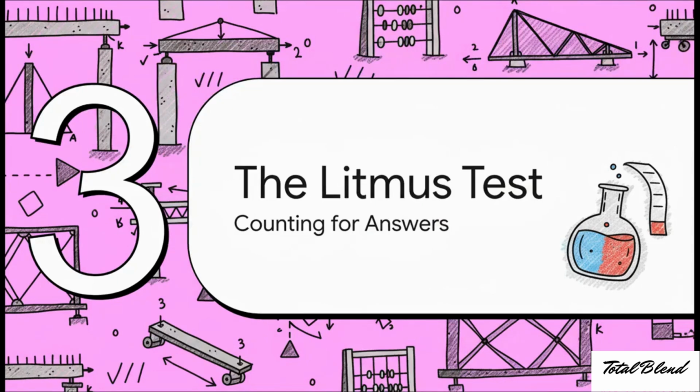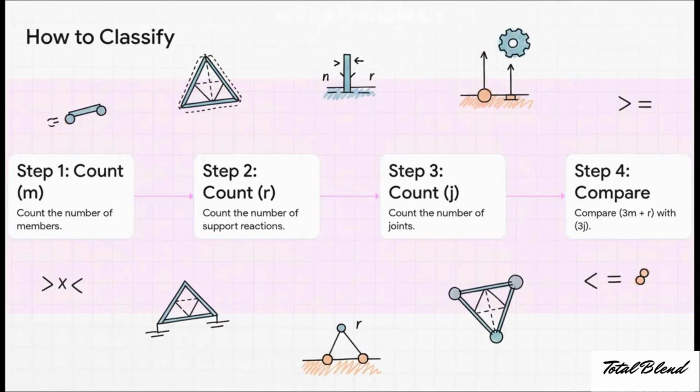So, you might be wondering, how can we tell them apart without getting bogged down in a bunch of physics? Well, luckily for us, there's a pretty simple formula we can use. It's kind of like a litmus test that turns this whole abstract idea into a simple counting game. For a typical frame structure, the process is dead simple.